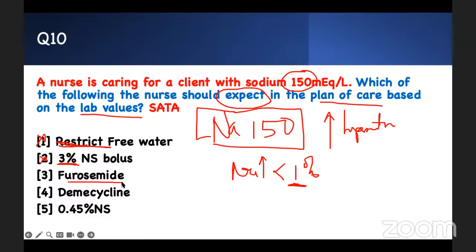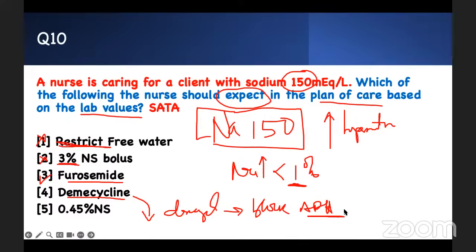Of course, furosemide will get rid of your what? Sodium, right? So that's good. What do you think about this? Demeclocycline also blocks ADH. If I block ADH, I can't get any more water, and my sodium continues to go up.